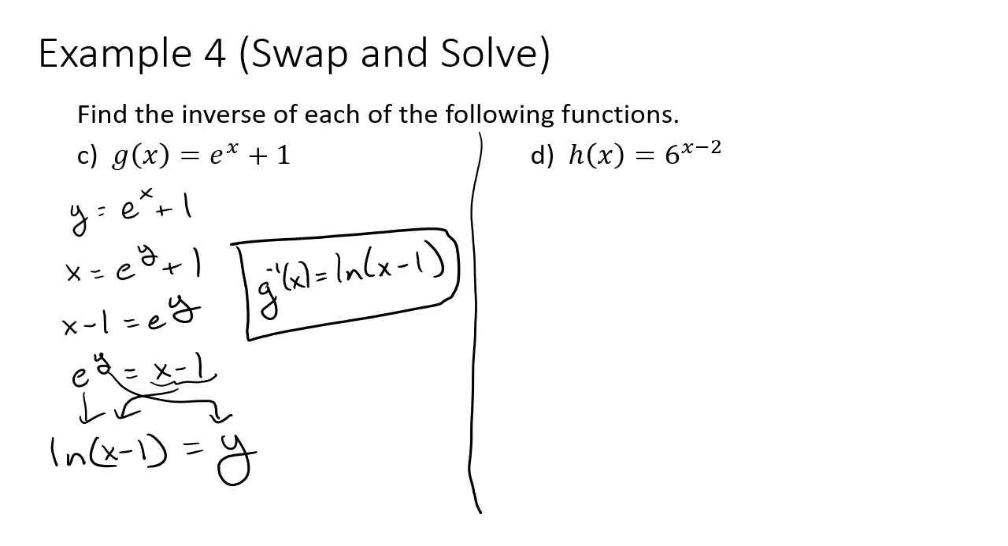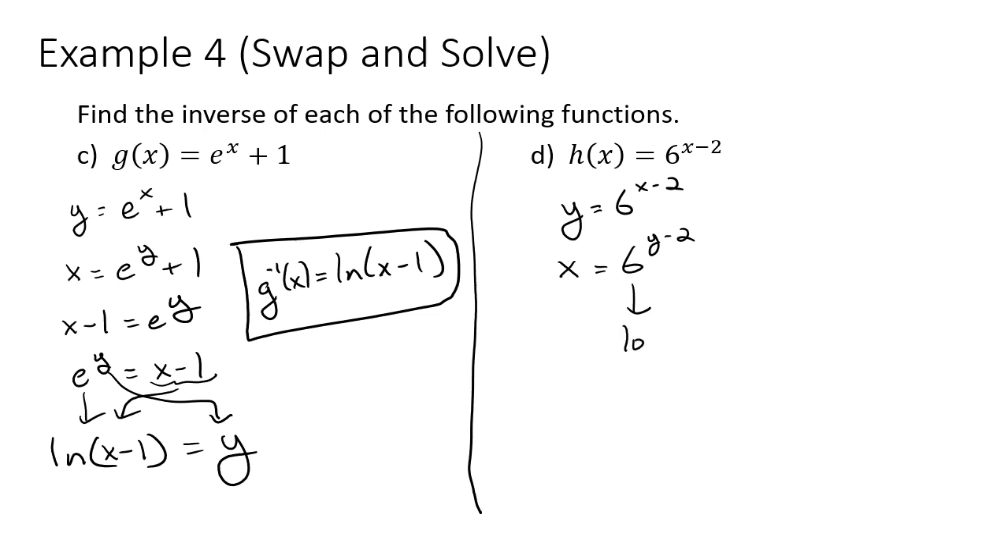So try pausing the video here and see if you can find the inverse to the h of x in part D. All right, so once again, I'm going to start off by writing y is equal to 6 to the x minus 2. Y becomes x, x becomes y. And this time, the exponential function is already on the side by itself. We just have a base 6 raised to a power. The power is just a little bit more complicated this time. So I'm ready to convert.